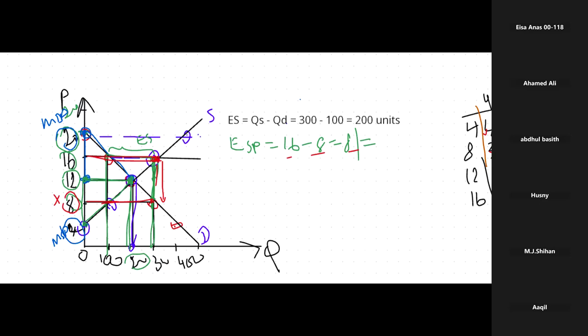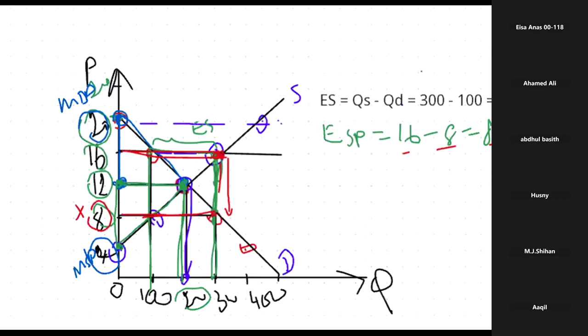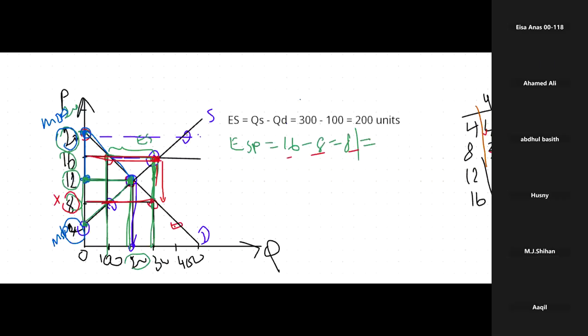Another doubt was asked: how to do this without the graph. That means how to find this excess supply price without the graph. That is the next question. As I told in the beginning, I am going to do two full questions. One is a full question in graph, another is a full question in equation. So don't worry about that. Everything will be perfectly covered, inshallah. Right?